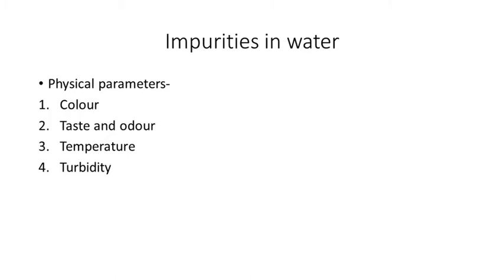If light easily passes through the sample, that indicates your water is clear water, with an absence of or less suspended solids present in that water. But if the light is scattered in different directions, that indicates more suspended solids, and that indicates greater turbidity.